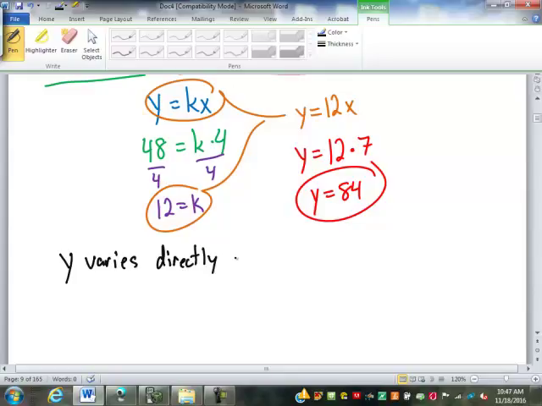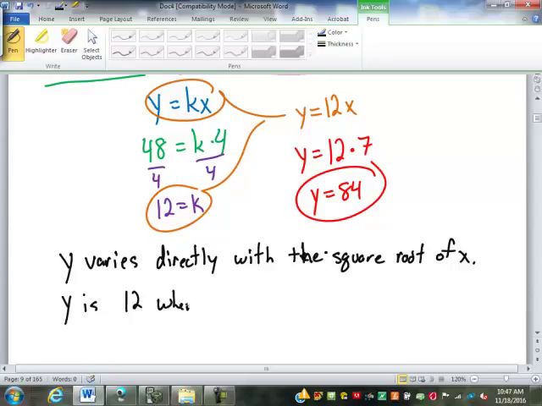Let's say y varies directly with the square root of x. Y is 12, and x is 9. Find y when x is 25.